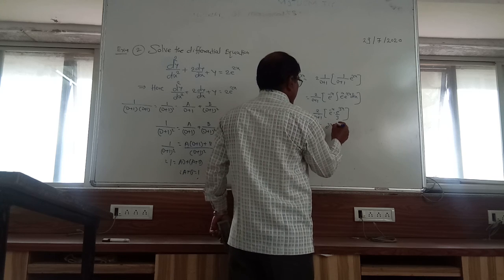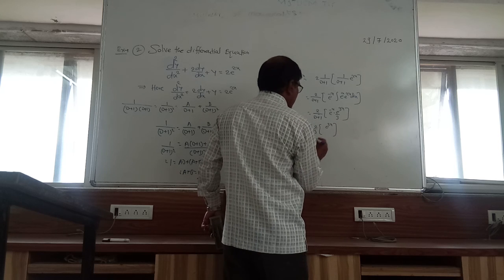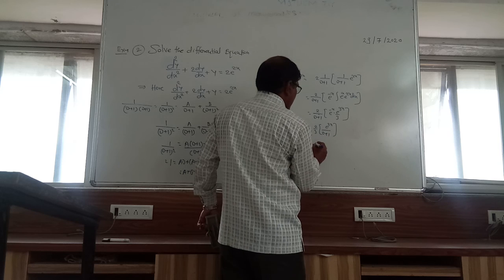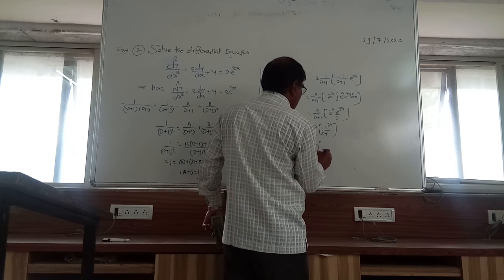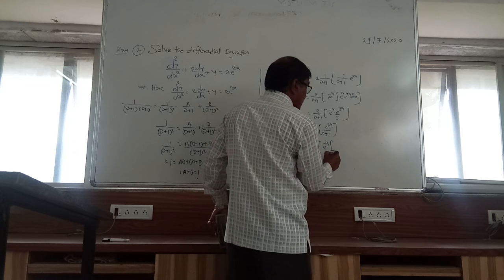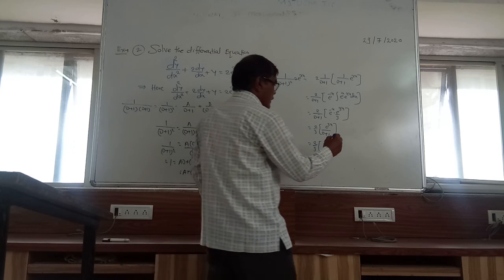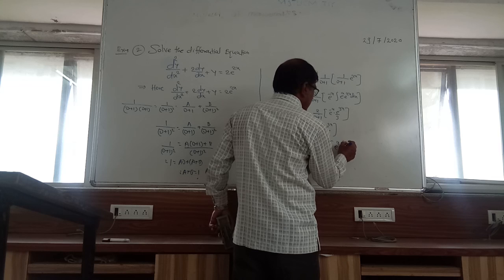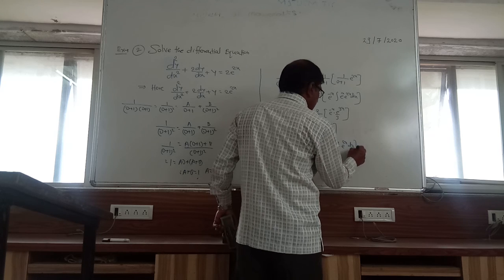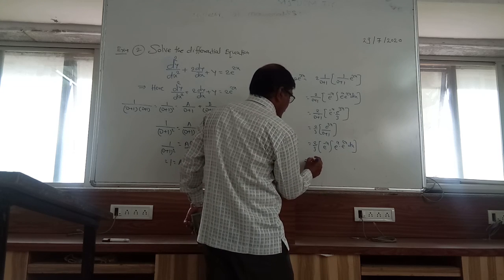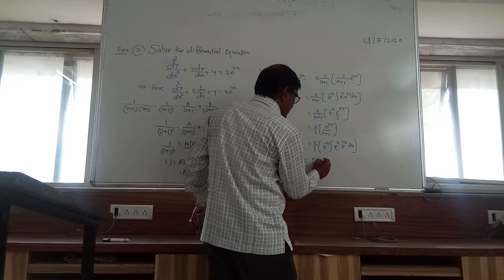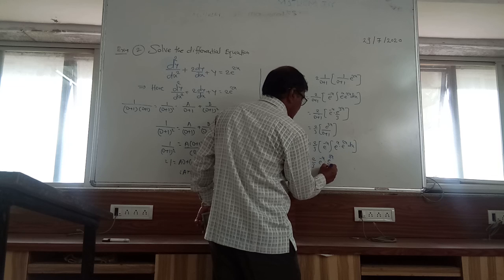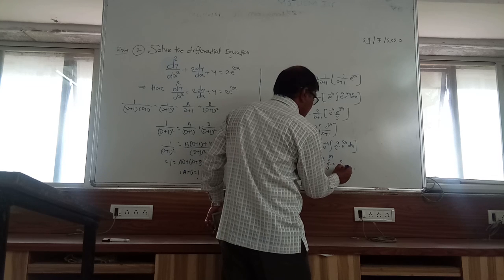Again, by using the same application, that is 1 upon d plus 1 here, therefore 2 by 3 e raised to minus x, integration of e raised to x times e raised to 2x dx, that equals 2 by 3 e raised to minus x into e raised to 3x upon 3, that equals 2 by 9.